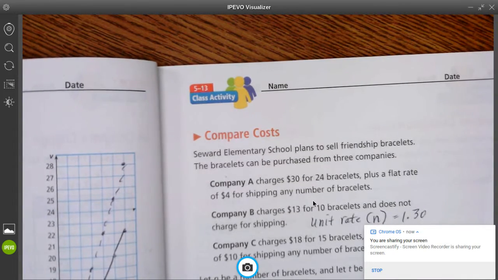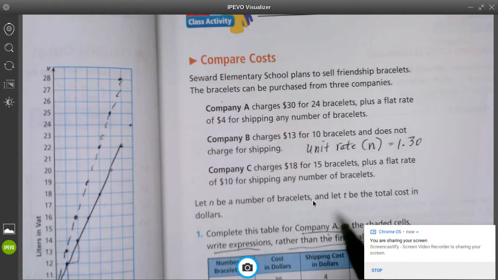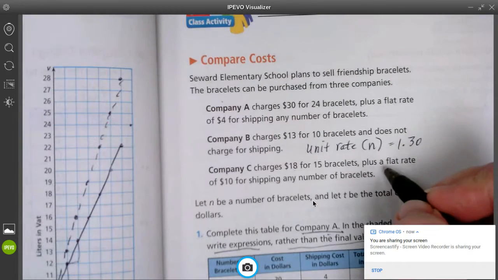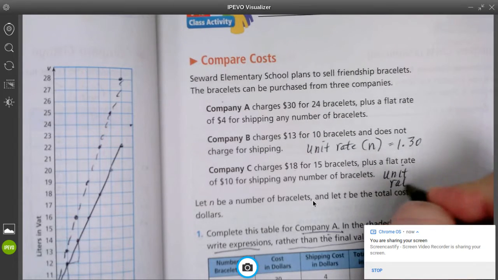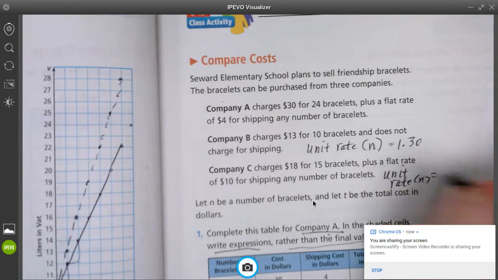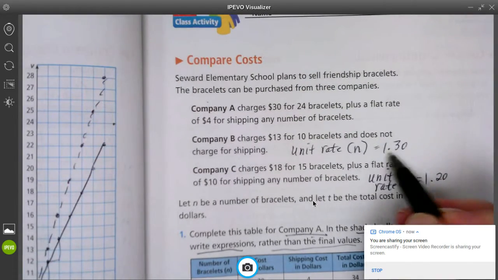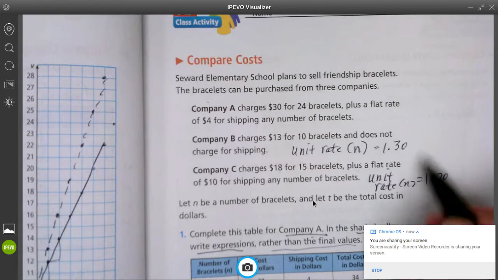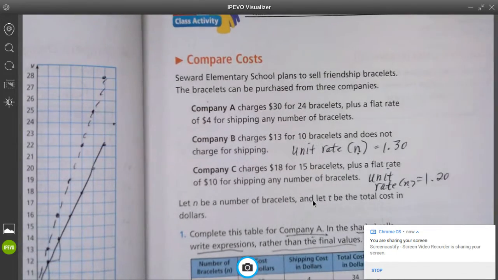Okay, so back on page 217, we could write that down. We might as well write it for this one as well. Here we have $18 for 15. So we can divide, and we end up with $1.20. Okay, so we're going to multiply that amount for one of them times however many we're going to think about buying.